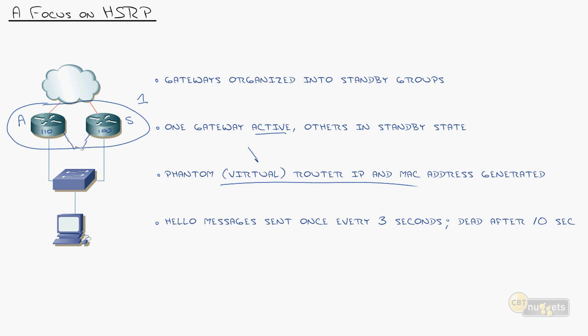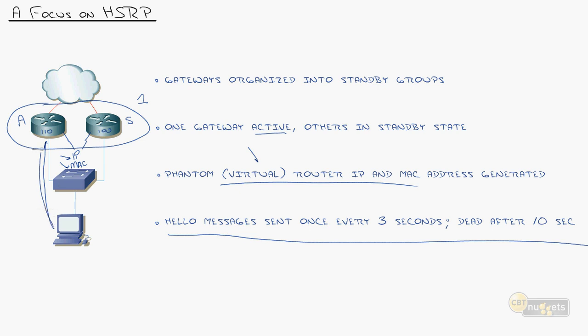I'm going to say we go in there and configure the phantom IP address between these two routers, and HSRP automatically generates a phantom MAC address. So we don't have to set that up. It just does it behind the scenes. And now the active router will respond to this IP address and hand out that phantom MAC address when an ARP request comes in. Now, from there, moving forward, by default, we can tweak this, but hello messages are sent once every 3 seconds. We're dead after 10 seconds.